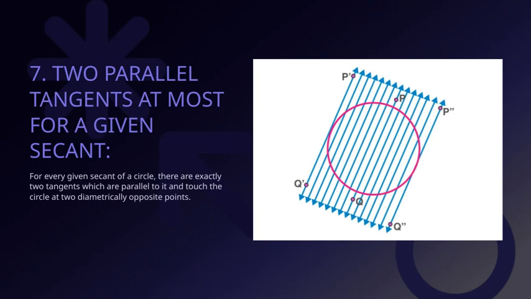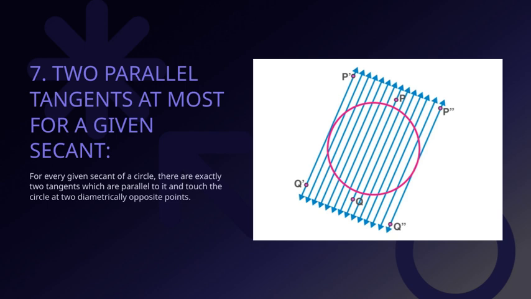Now, let's explore an interesting property of circles involving secants and tangents. For every given secant of a circle, there are exactly 2 tangents that are parallel to it. These tangents touch the circle at 2 points that are diametrically opposite. What does this mean? Well, if you imagine drawing a secant line passing through the circle, there will always be 2 specific tangent lines that run parallel to this secant.